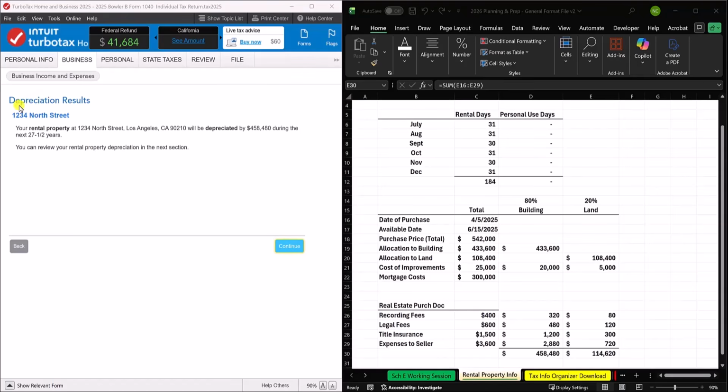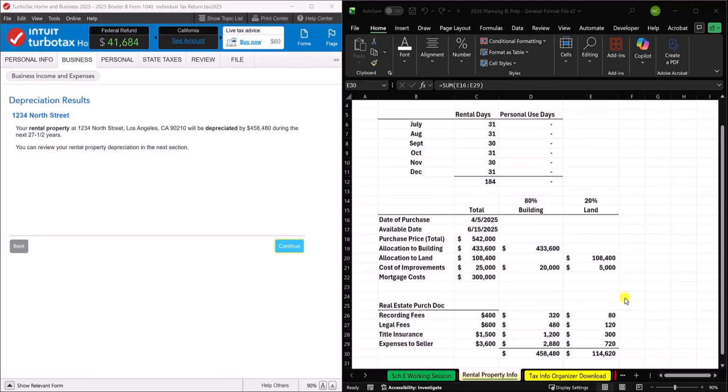All right, depreciation results. Your rental property at this address will be depreciated by $458,480. So there's the $458,480 right there during the next 27.5 years. This is just the tax law applicable to residential rental property, okay? This is not something specific to this example. This is the tax rule. 27.5 years is the length of time that you depreciate residential rental property, okay?